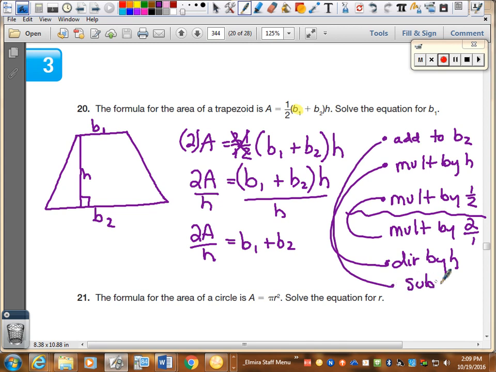Then lastly, subtract b sub 2. And I've really over-calculated how much space I needed. So b1 equals 2a over h minus b sub 2. I know that's really hard to read. I severely miscalculated how much space I needed there.